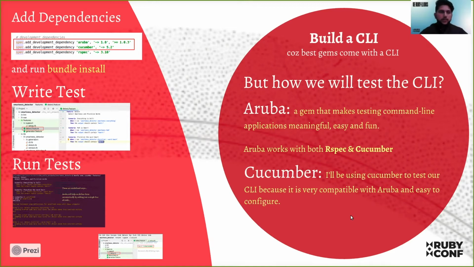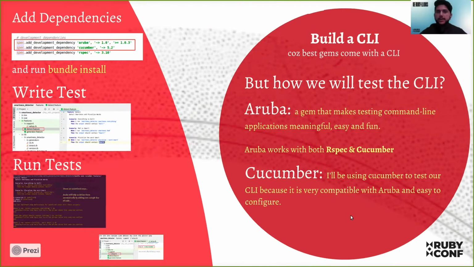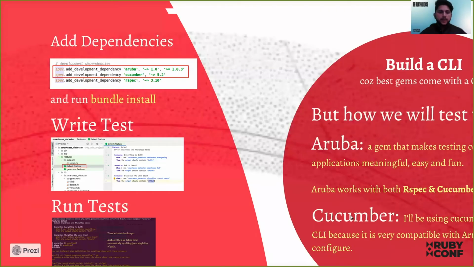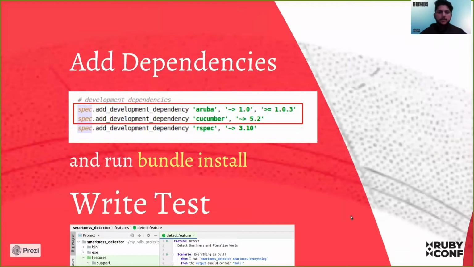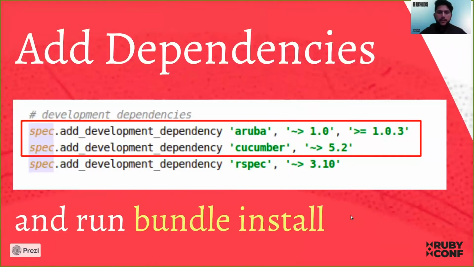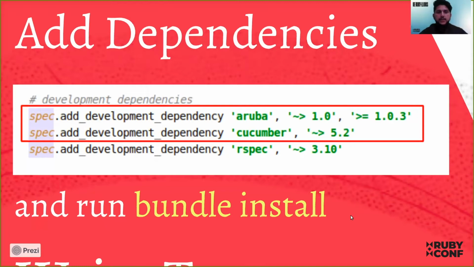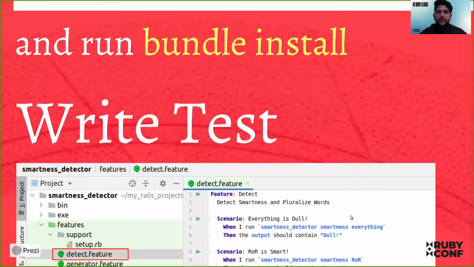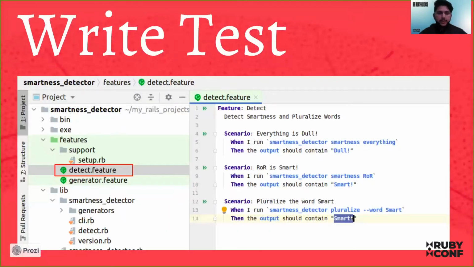So to use Aruba and Cucumber, we need to add dependencies in gemspec file. It's that same drill. We need to add development dependency and then run bundle install. Once everything is done, we need to define some features, Cucumber features. Cucumber features are basically simple plain English. To define those, we need to create a file.